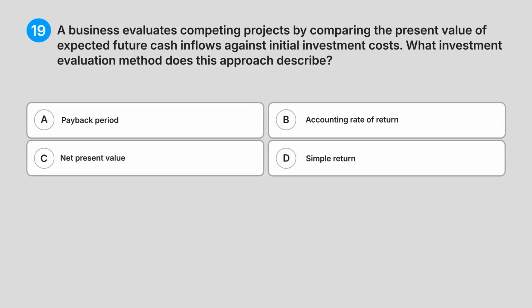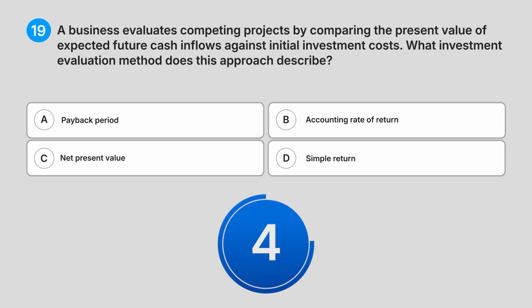19. A business evaluates competing projects by comparing the present value of expected future cash inflows against initial investment costs. What investment evaluation method does this approach describe? A. Payback period. B. Accounting rate of return. C. Net present value. D. Simple return. Can you guess the answer?